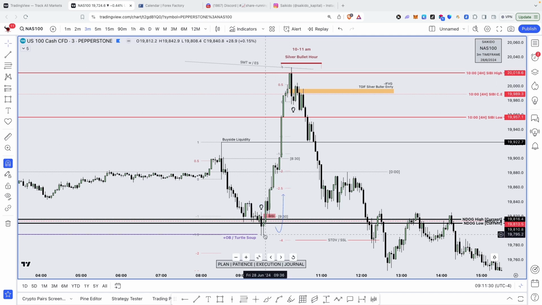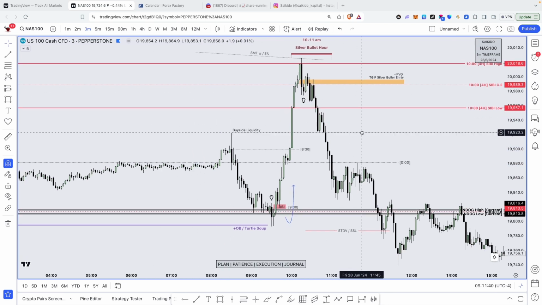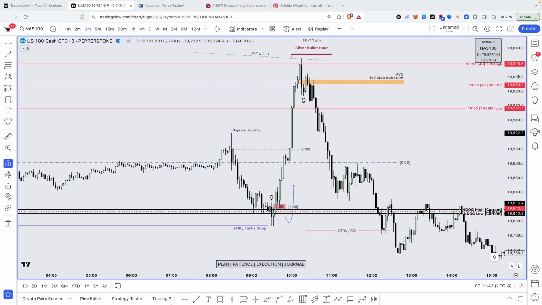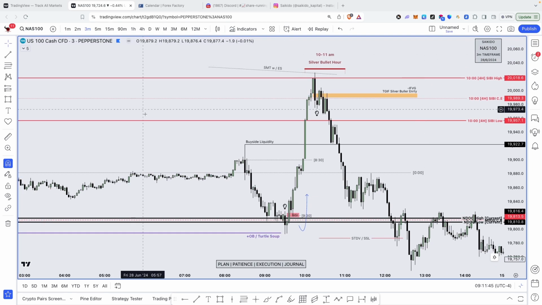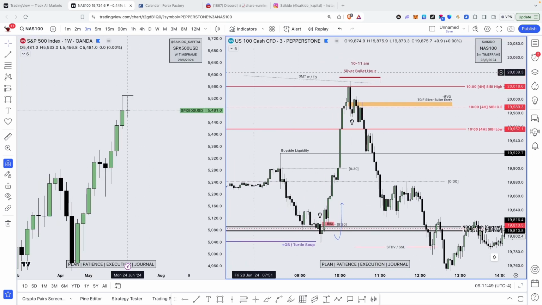Look at the ones that align well with the point of interest or PDRAs that you are actually looking to trade into or looking for price to actually respect. So those are the things that I actually wanted to cover in this episode. It's a beautiful one, and I'm gonna show you how we actually had an SMT with ES right here.